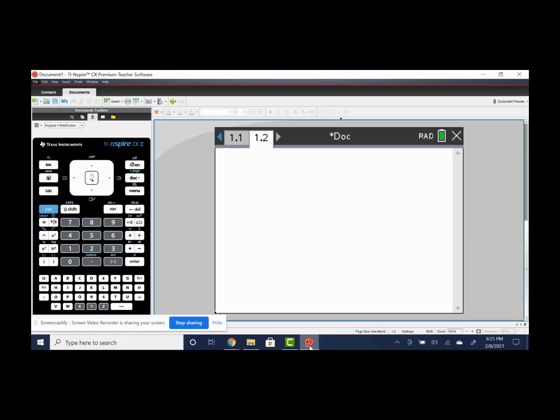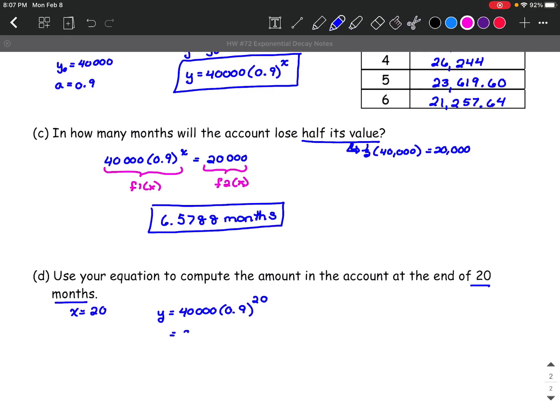Okay, the last part here, we want to figure out how much we have after 20 months. So we type in 40,000 times 0.9 raised to the 20 and hit enter. And there it is, $4,863.07. All right, awesome. In 20 months, which is less than 2 years, Grandma only has $4,863.07. Wow. He went through $35,000 in less than 2 years, stealing from Grandma.